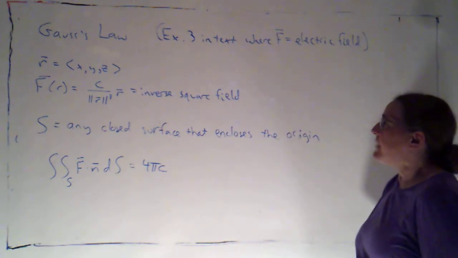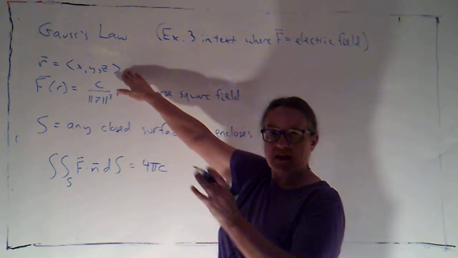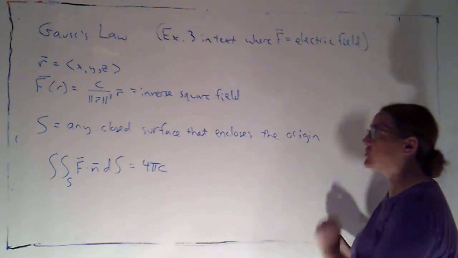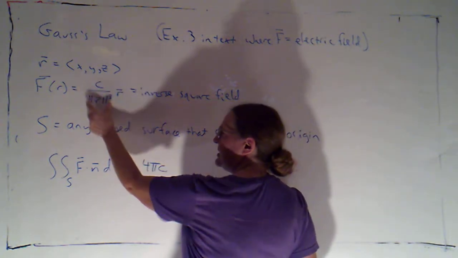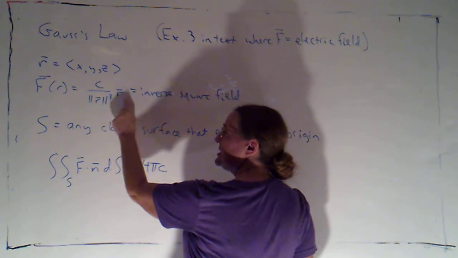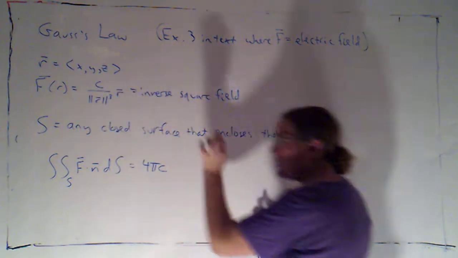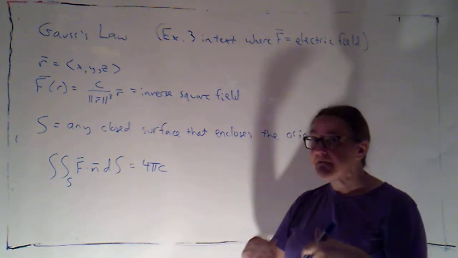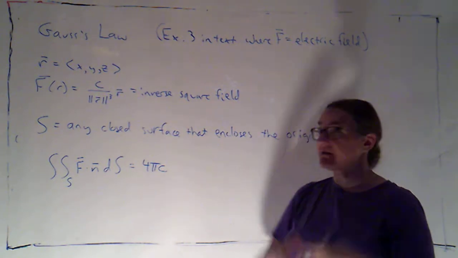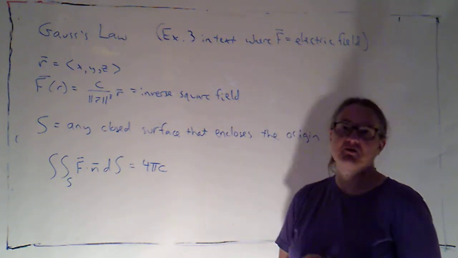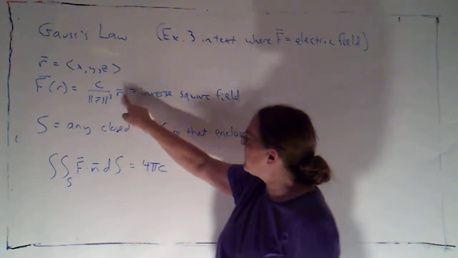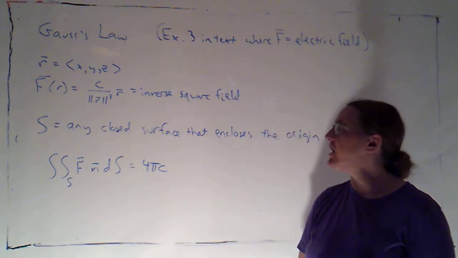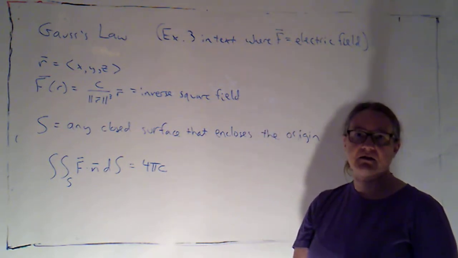All right, so I'm just going to remind you that I'm letting R, which is just x, y, z, be my position vector. And for any inverse square field, I can describe it as some constant divided by the magnitude of R cubed times R. Two of those factors are from the fact that the magnitude of my force is inversely proportional to the distance from the origin, which is just the magnitude of R. The third factor comes from the fact that what I'm really scaling here is R hat, the unit vector in the direction of R, which would be R divided by its magnitude.